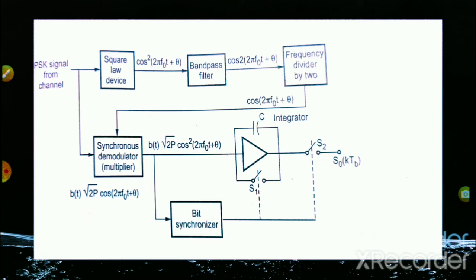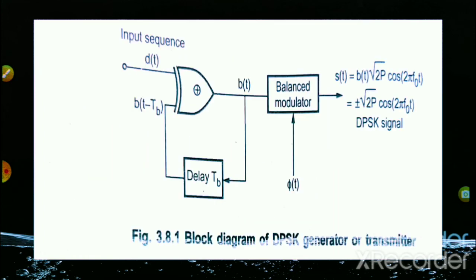Synchronous demodulator: it multiplies the input signal and the recovered carrier. The integrator integrates the demodulator output over 1 bit period. The bit synchronizer evaluates this 1 bit period. Finally, the output of the integrator is sampled at the end of the 1 bit duration. Block diagram of DPSK generator. The figure shows the block diagram.